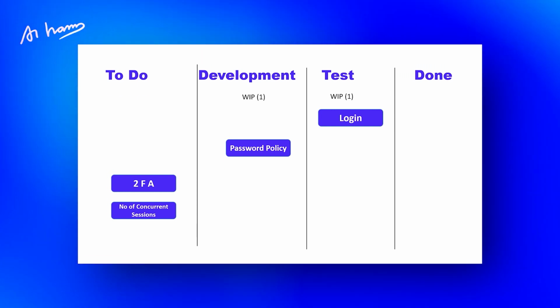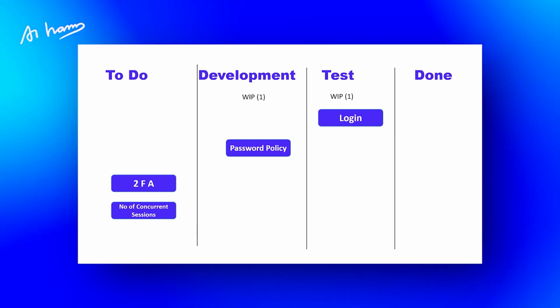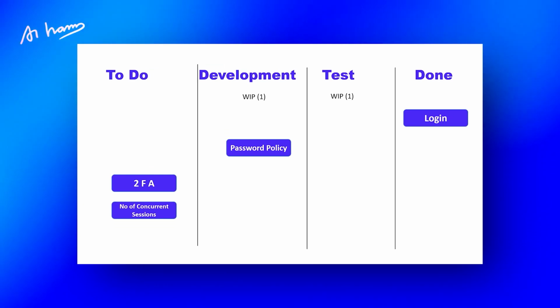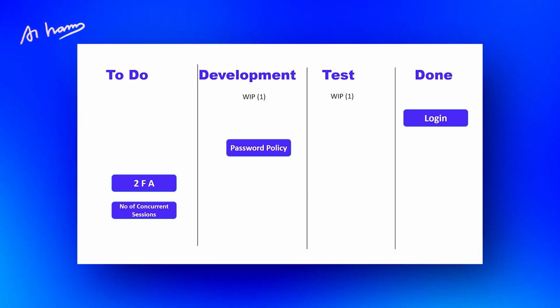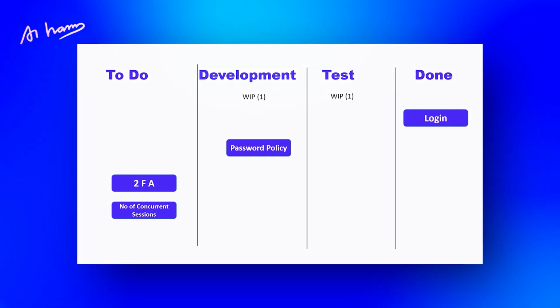Okay, next one. So what happens now? Let's say the testing is done and it's gone to done. It's ready to be delivered, it's gone to the customer. So what happens? The tester is free now. Again, I can pull him, give him the next work, provided the development is completed. Now let's say the developer is completed, so it's a blank column. I get a 2-factor authentication story and I start working on that. So that's what is called limiting work in progress.